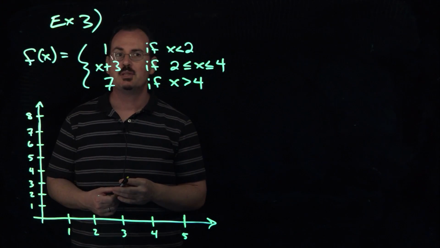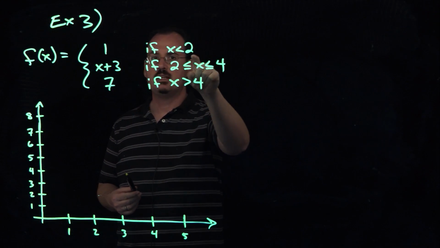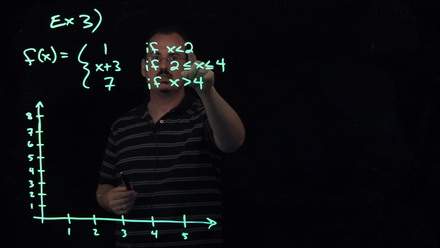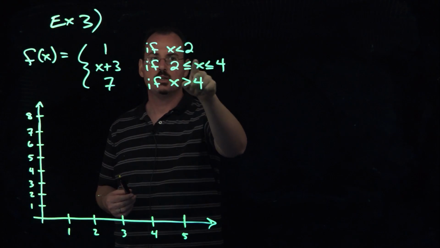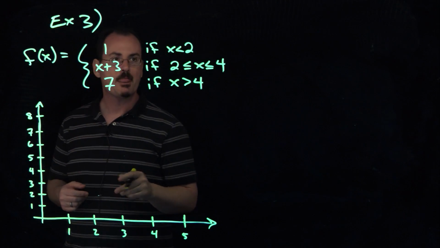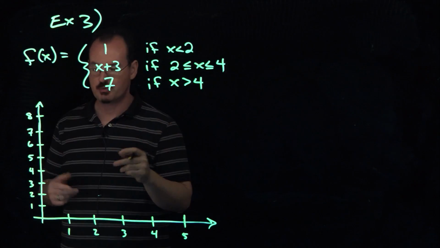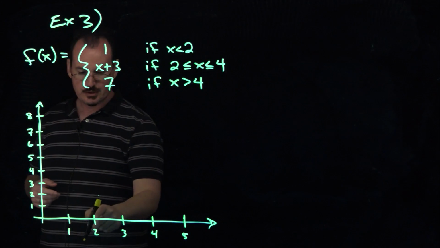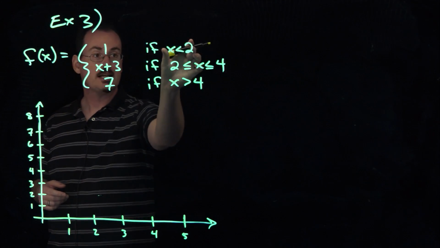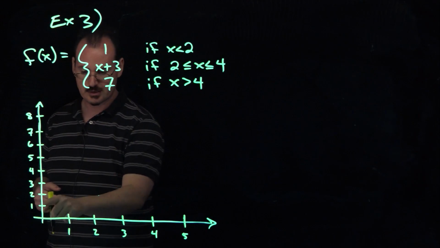Whenever we're graphing piecewise functions, I suggest that we begin at the so-called breaking x value or values. In this case, the function changes at 2 and then again at 4. So we'll focus in on those two places. It says that if x is less than 2, the function is defined to just be constantly 1. So here's x equals 2. Remember, this is an x value. If x is less than 2, the output value is constantly 1.